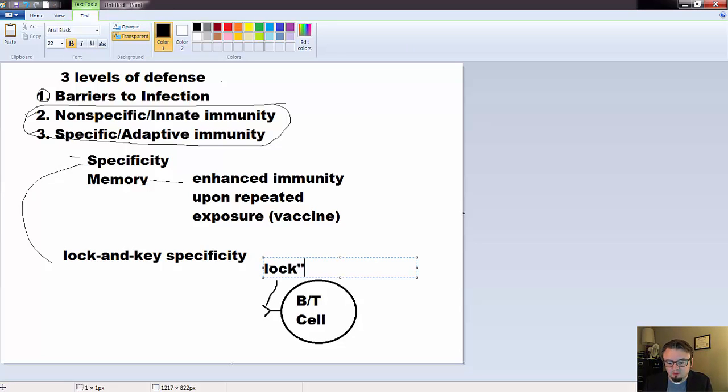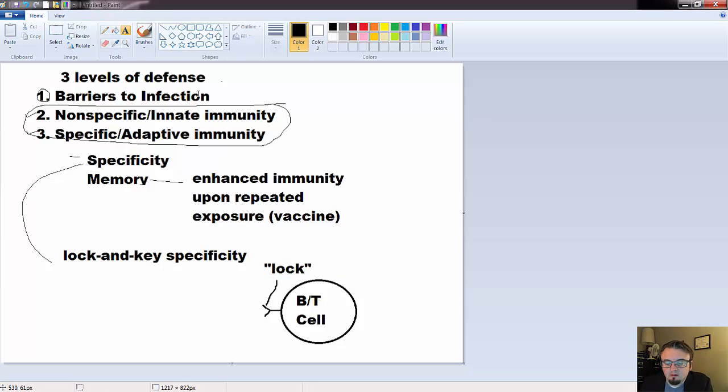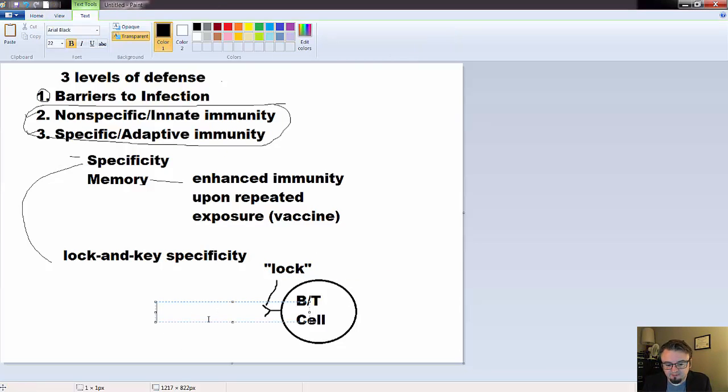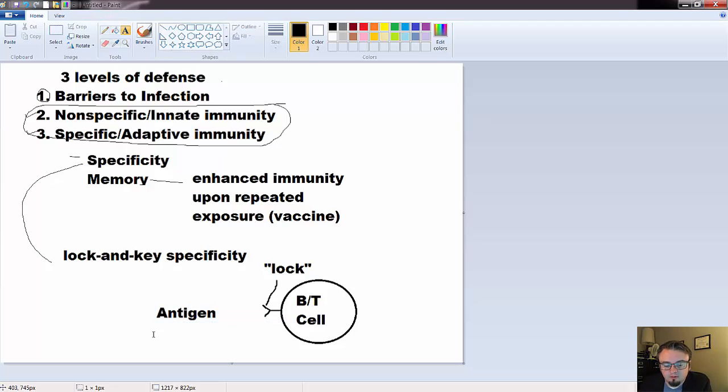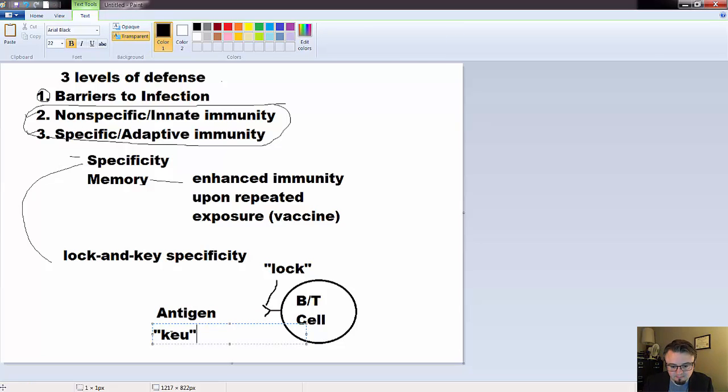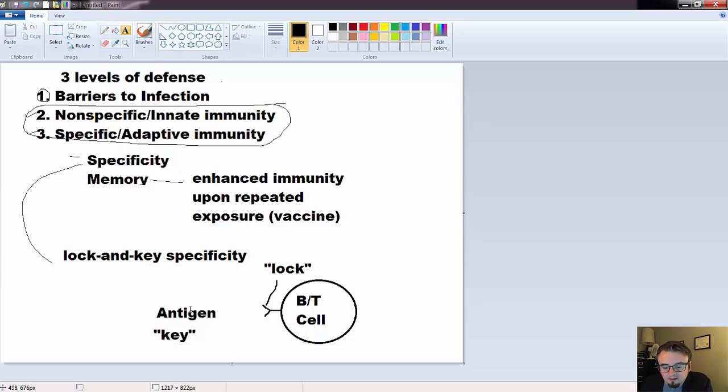So this is like the quote-unquote lock. Now the way it works is that we have these substances called antigens, and antigens are the quote-unquote key. An antigen, often a small substance, will actually bind to the tips of the receptors on the B and T cell. Oftentimes they can actually bind to both ends of the receptor. So in this case it's kind of like a double lock where you can unlock it from either direction, or from either side, excuse me.